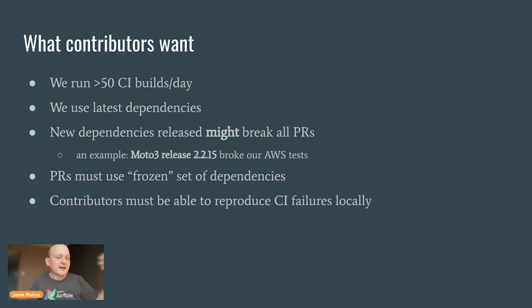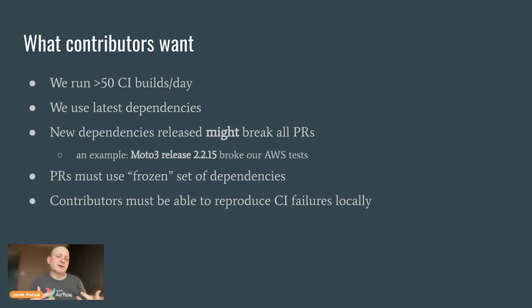Like the Moto 3 release, 2.2.5.15, not even a feature release, it just broke our AWS tests completely. They just stopped working. So we want to avoid this kind of external influence on our contributors, because if somebody releases a new version of a package and all the contributors suddenly start using it and breaking their PRs, it means that all the PRs are broken. We want to absolutely avoid this kind of situation, because then everyone complains that things do not work for them and they didn't change anything. So all the PRs of our contributors have to use the frozen, snapshot set of dependencies.